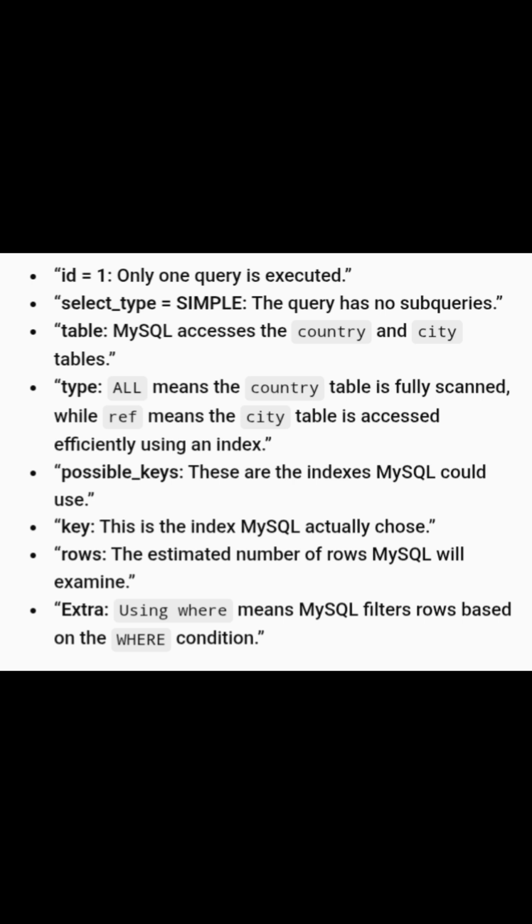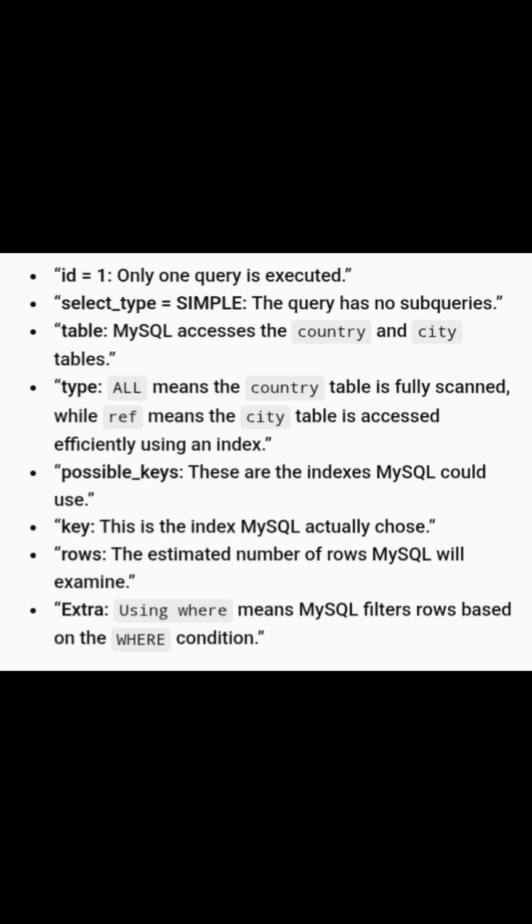The id column shows the order in which each select statement is executed. The select_type column tells us the type of query being processed. If your result shows DEPENDENT SUBQUERY, it means the inner query may run repeatedly for each row of the outer query, which can reduce performance. If it shows SUBQUERY, MySQL can execute it independently, making it more efficient.